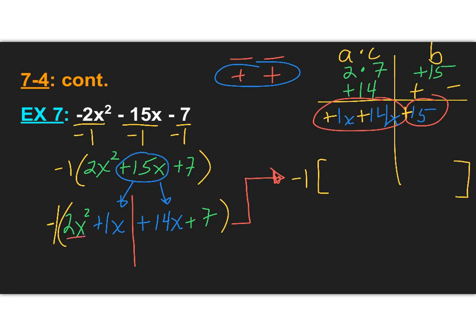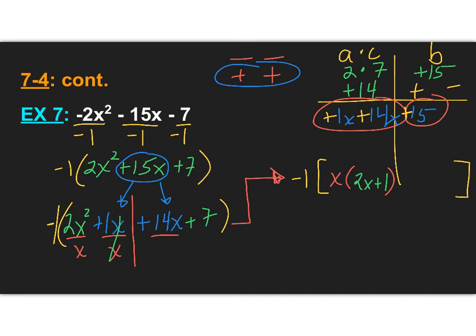So the 2x squared and the x, they don't have any numbers in common. You can't divide 2 and 1 by the same thing other than 1, but they do each have an x in common. So I'm going to take this x out in front of parentheses, and I'm going to divide it. And so I end up with 2x squared divided by x is just 2x. And then x divided by x is going to be plus 1.